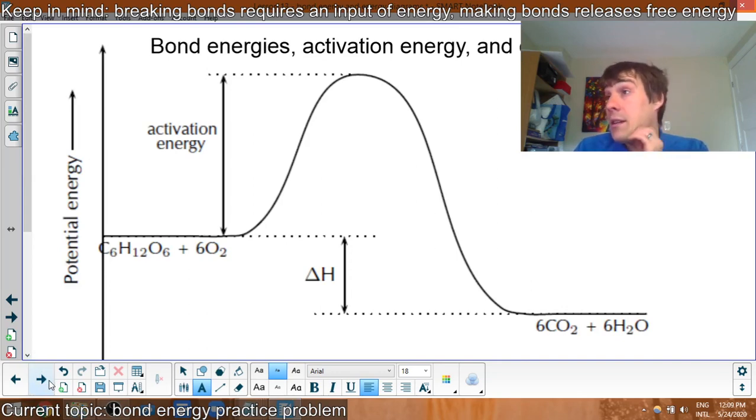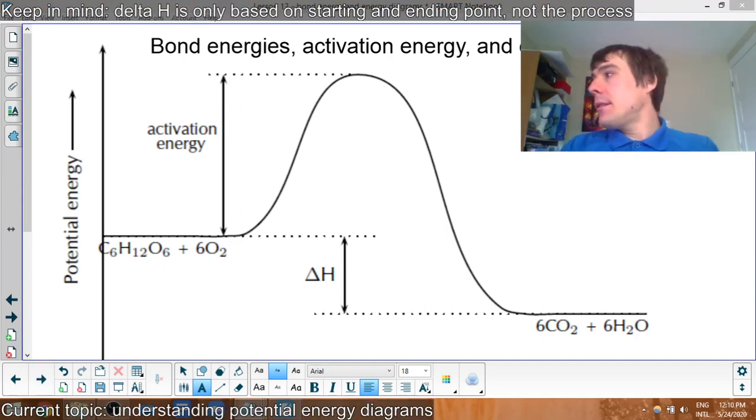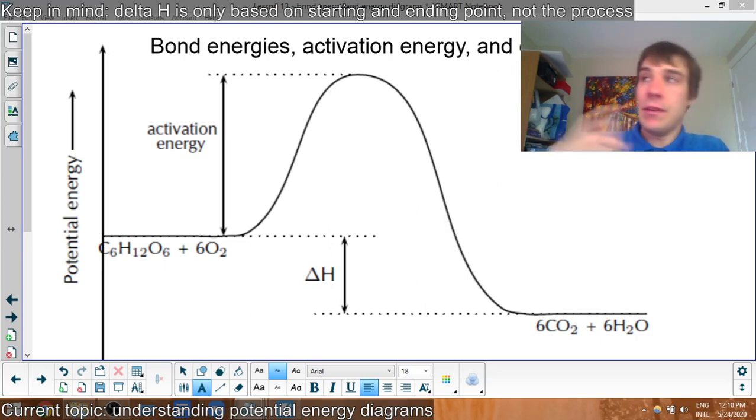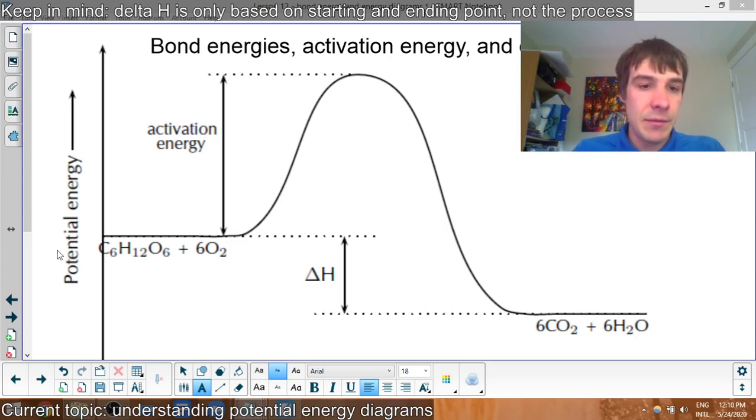All right, that's the thing. Let's talk about understanding potential energy diagrams. Yeah, last piece is understanding these diagrams. We've kind of been reviewing it over the course of this lesson, so hopefully this won't be a long session.